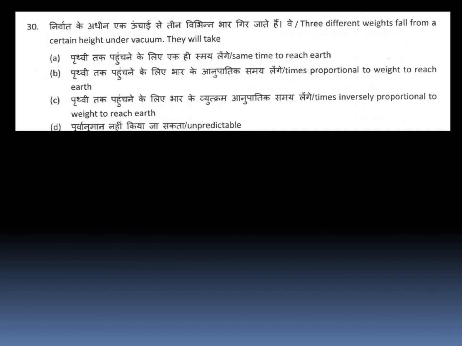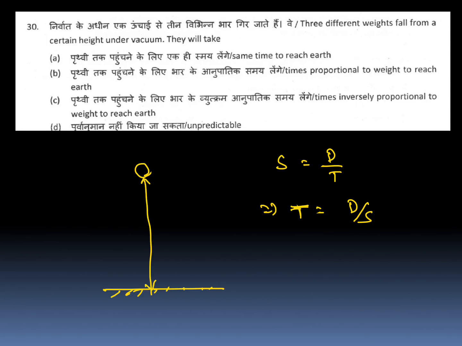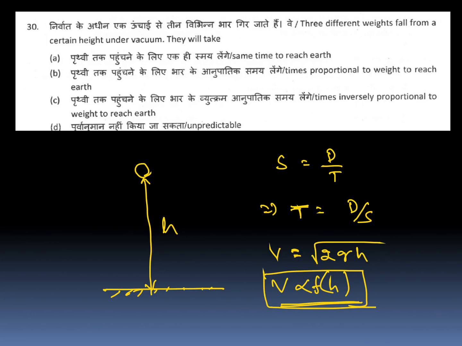Question: three different weights fall from a certain height under vacuum. They will take the same time to reach the ground. We know speed is distance by time, so time is distance by speed, and time is inversely proportional to speed. Distance is the same for all three cases. The speed from here to here, the height h, is root over 2gh. It depends only on h, a function of h only. So it does not depend on the mass or weight. The height is the same for all cases, so they will reach in the same time.